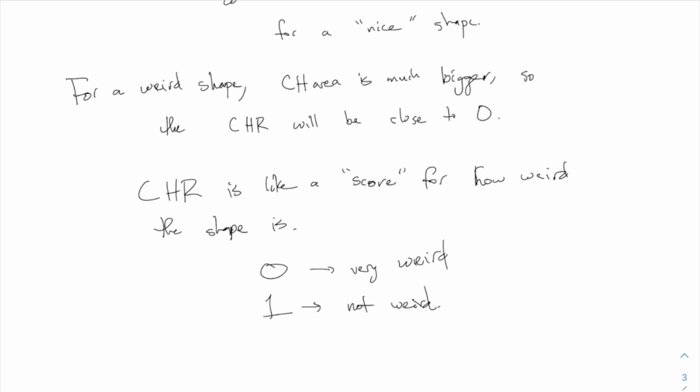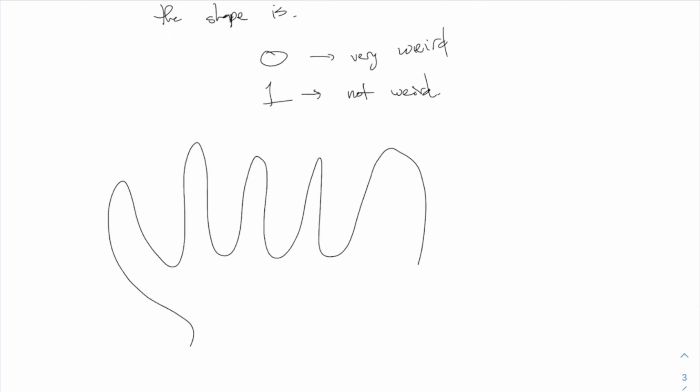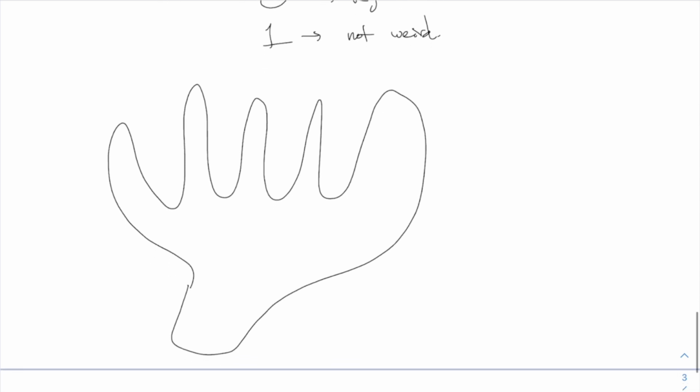I would like to do some examples. When you think about doing examples, you immediately run across a serious problem, and that is, for example, I'll just make something up here. How about this is a picture of my hand with the appropriate number of fingers on it. What is the convex hull ratio of this? So the convex hull ratio is the original shape area divided by the convex hull area.